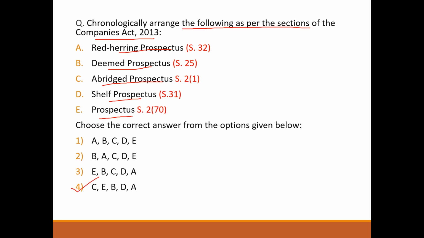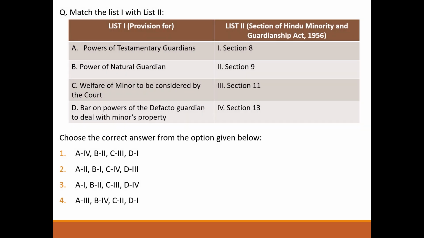Next question. Match the following. List 1, provisions for. List 2, sections of Hindu Minority and Guardianship Act 1956. Powers of Testamentary Guardians, Section 9. Powers of Natural Guardian, Section 8. Welfare of minor to be considered by the court, Section 13. Bar on powers of the de facto guardian to deal with minors' property, Section 11. So answer will be option number 2.